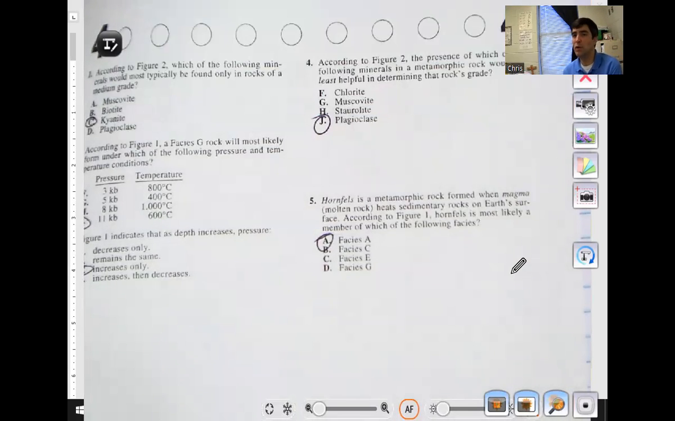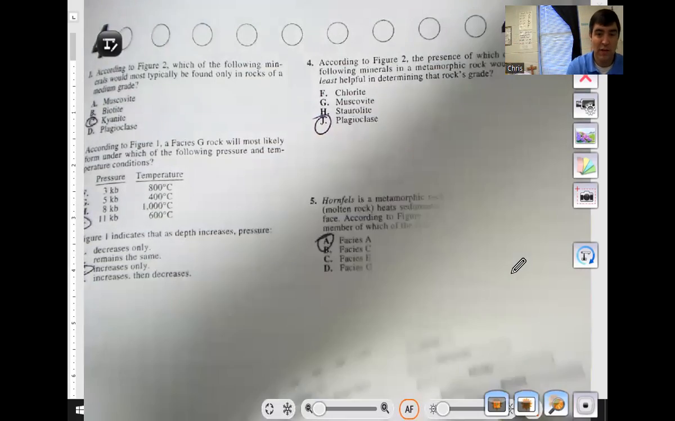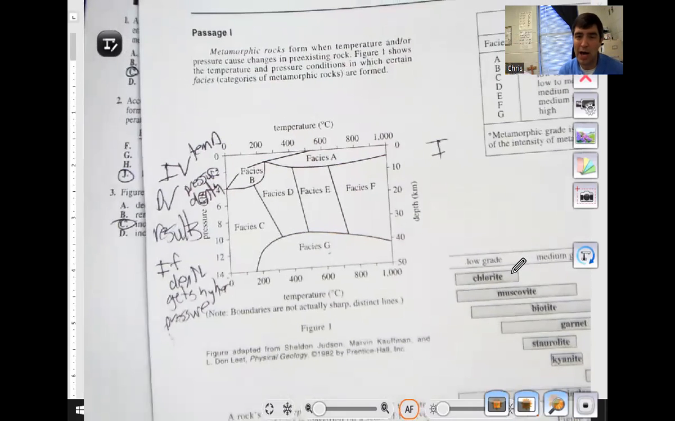All right. So what is the question, Juana? And what do they say about Hornfels? They described it. It's a sedimentary rock near where? The surface. So if I look back over here, which rock is nearest the Earth's surface? All the other ones aren't. That makes sense. This is not that bad.